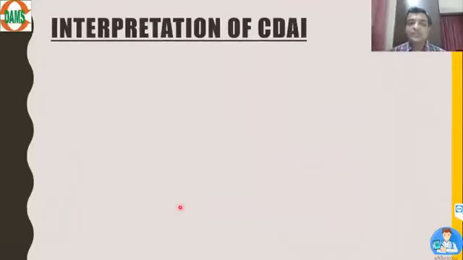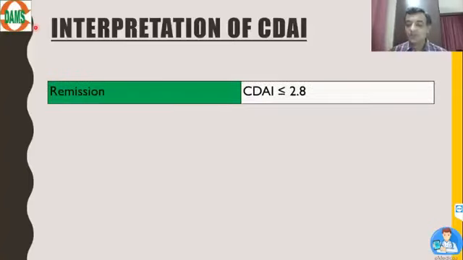So based on that, how do you interpret the CDAI score? I told you, this is the score for severity of disease. The EULAR score gave you the diagnosis of RA, and the CDAI gives the severity.